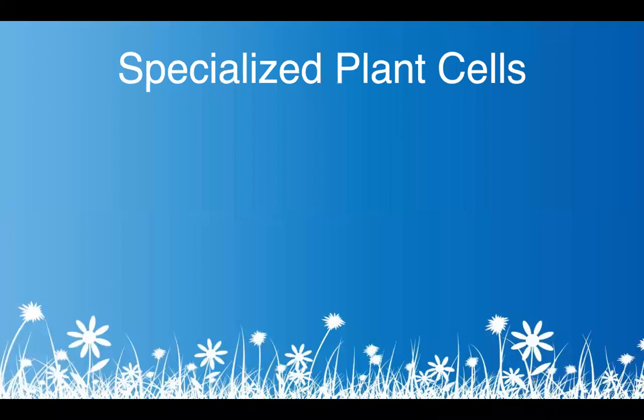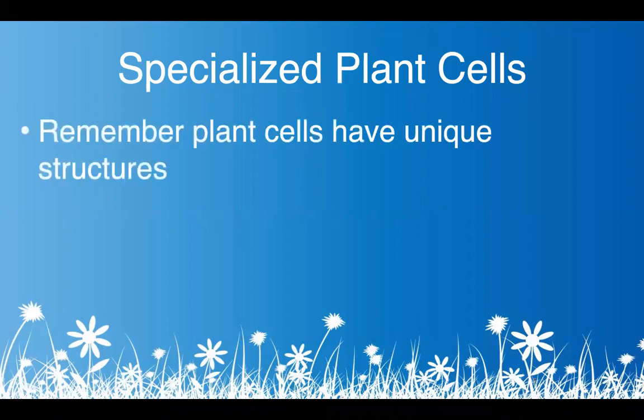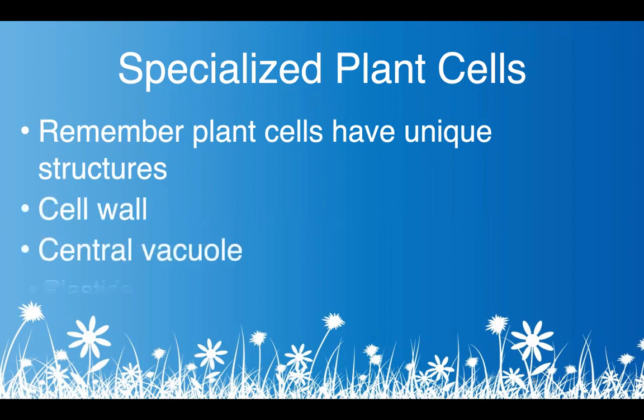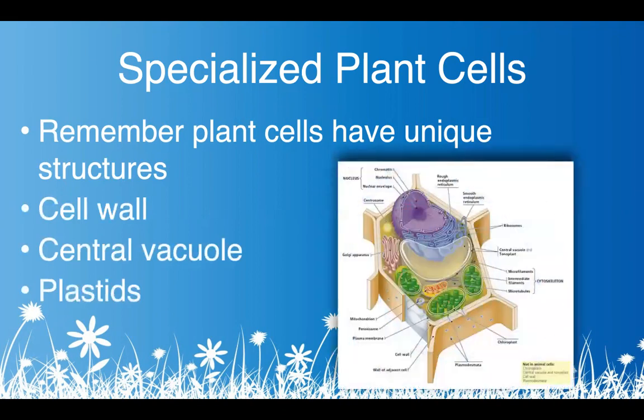This is a video describing the specialized cells that are found in plants. First thing to review is that plants have unique structures. The three organelles that are unique to plants are the cell wall, the central vacuole, and plastids. As we can see here, we have the central vacuole in the middle, which is used for storage and metabolism. We have the plastids, an example being the chloroplast, which is used for photosynthesis, and of course the cell wall on the outside.